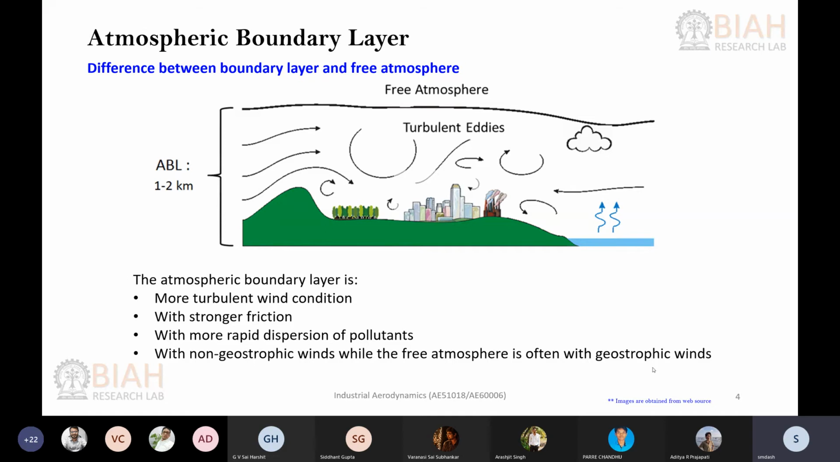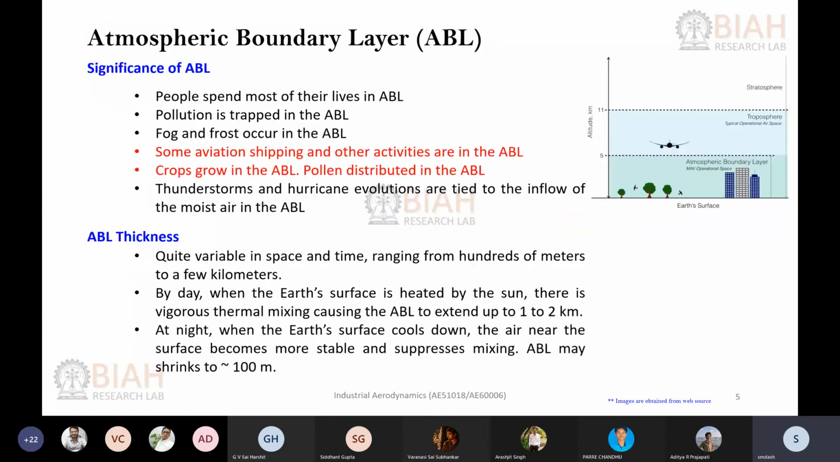There is a proper balance between the pressure and the Coriolis force. Okay, and the significance of the ABL. Why do we need to study the ABL? Because most of the time we spend in the ABL. Unless you fly, when you take flights, you are out of the atmospheric boundary layer. Otherwise, you spend your whole life inside the boundary layer. So it is good to know what is happening in the boundary layer.